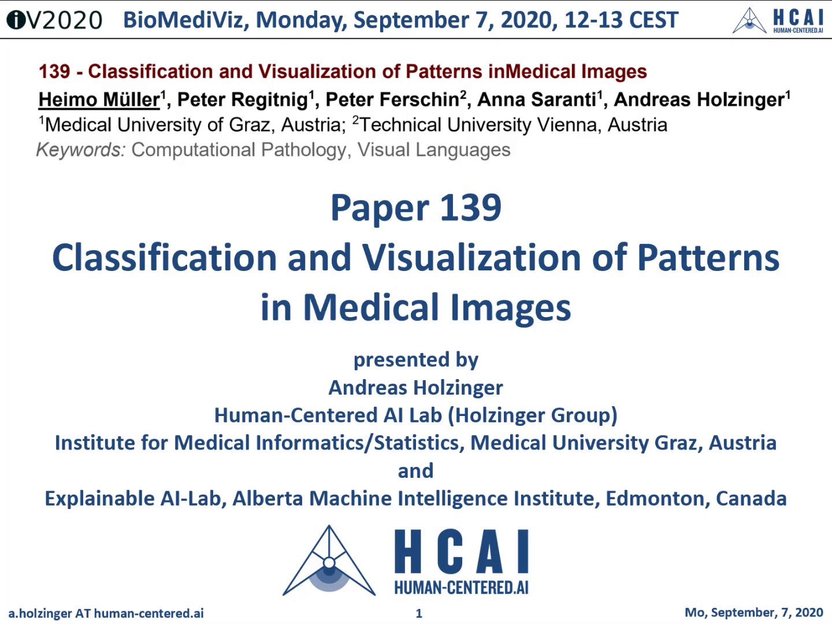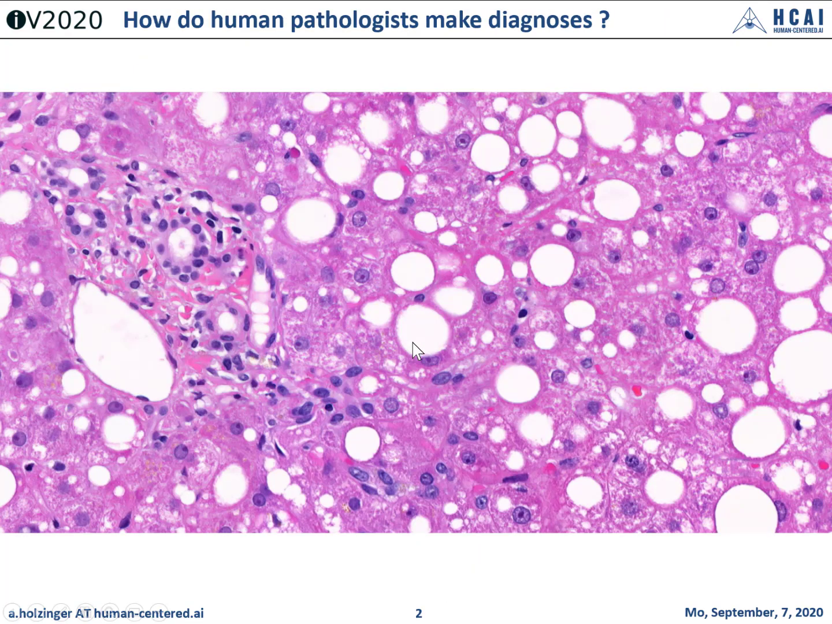This is our 10 minutes presentation plus 5 minutes discussion of paper 139, Classification and Visualization of Patterns in Medical Images. Let us start with the question on how human pathologists make diagnoses. So, pathologists look at such histopathological images. They follow in principle the famous Shneiderman paradigm. Overview first, then zoom and filter on demand.